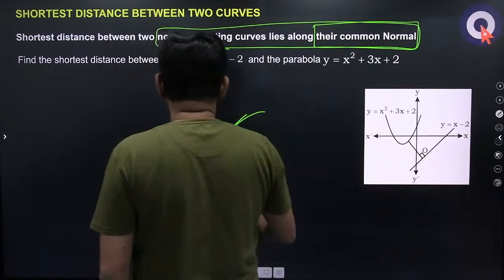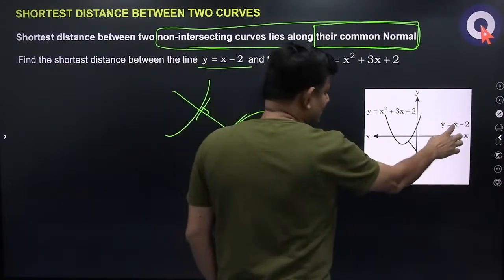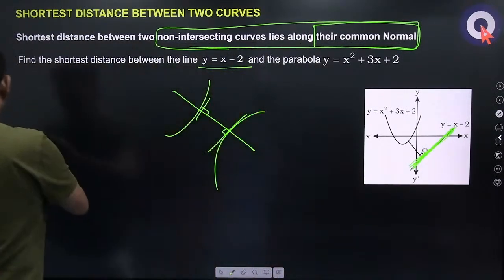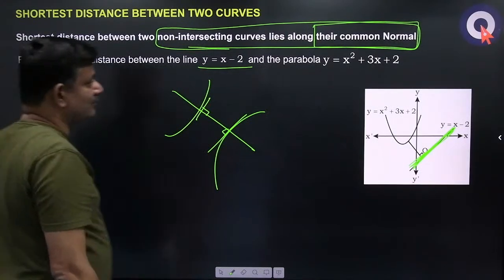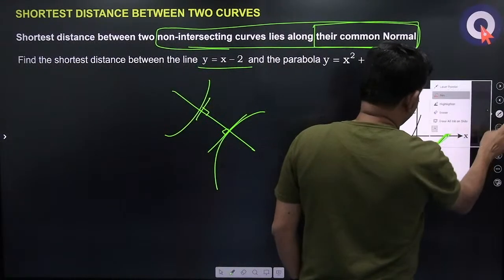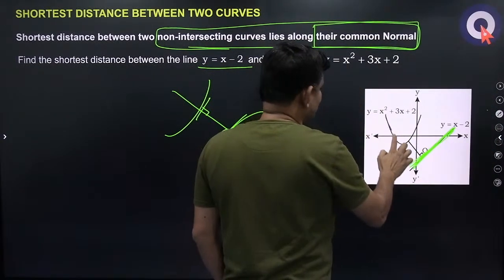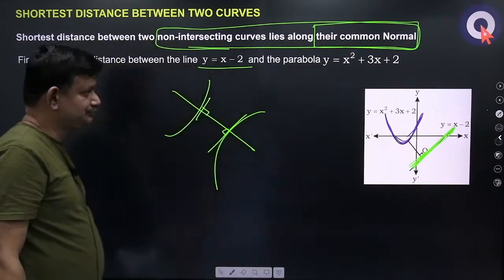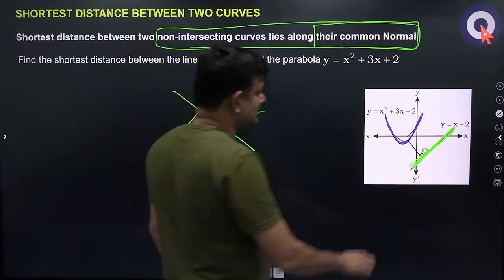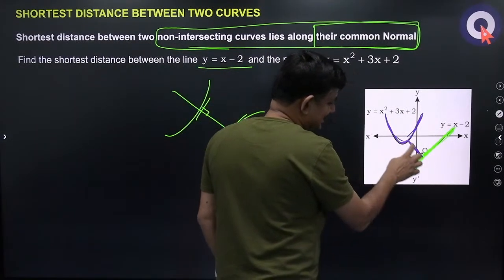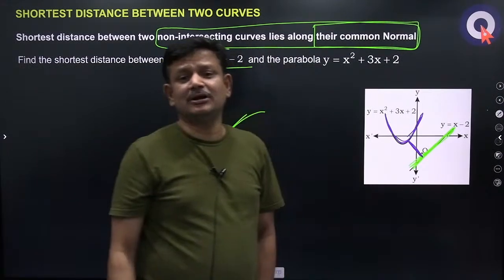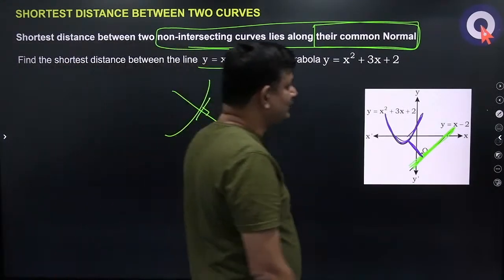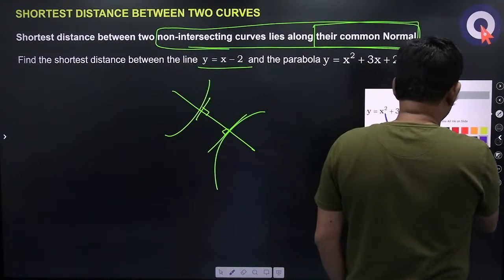For example, here you are given a straight line, y is equal to x minus 2, and you are given a parabola. Which parabola? Y is equal to x square plus 3x plus 2. Now you are supposed to find the shortest distance between them. The shortest distance you can see in the graph is this distance, and it will always be along the common normal. So find the normal of the parabola.